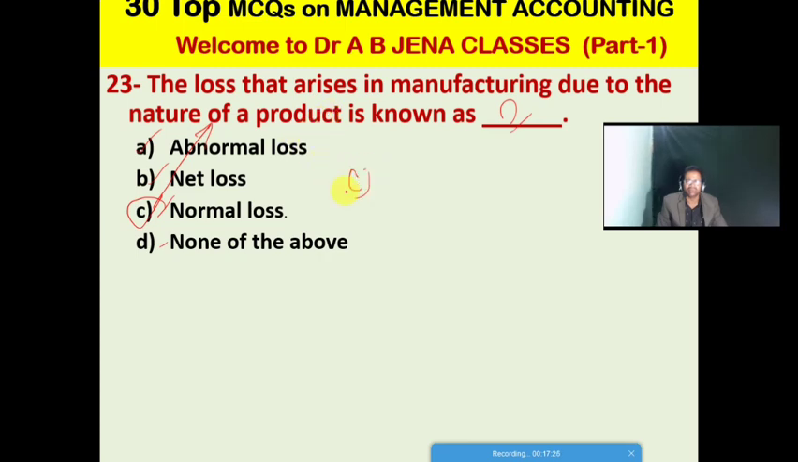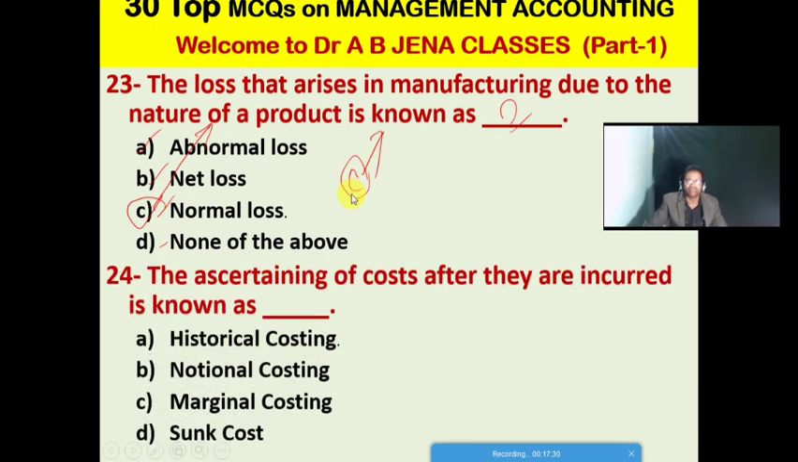So C is the right option for this MCQ. Next MCQ: the ascertainment of cost after it is incurred is known as what? A, historical costing. B, notional costing. C, marginal costing. D, sunk cost. Friends, A is the right option for this MCQ.